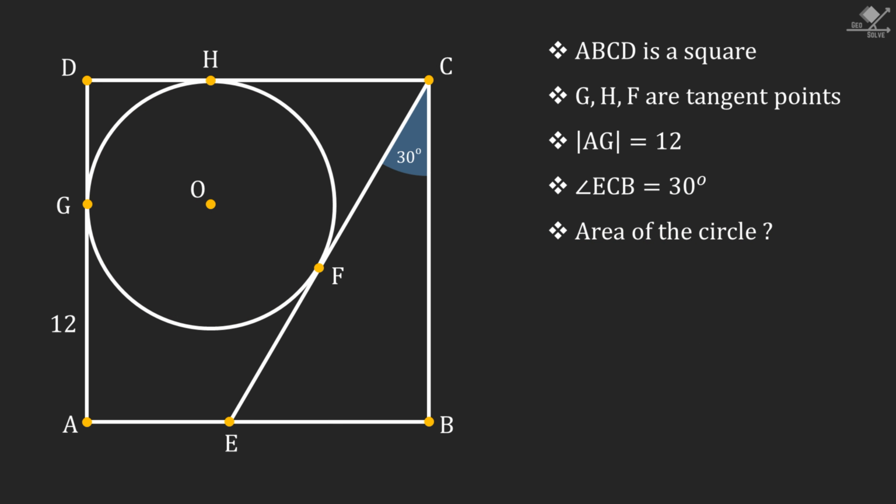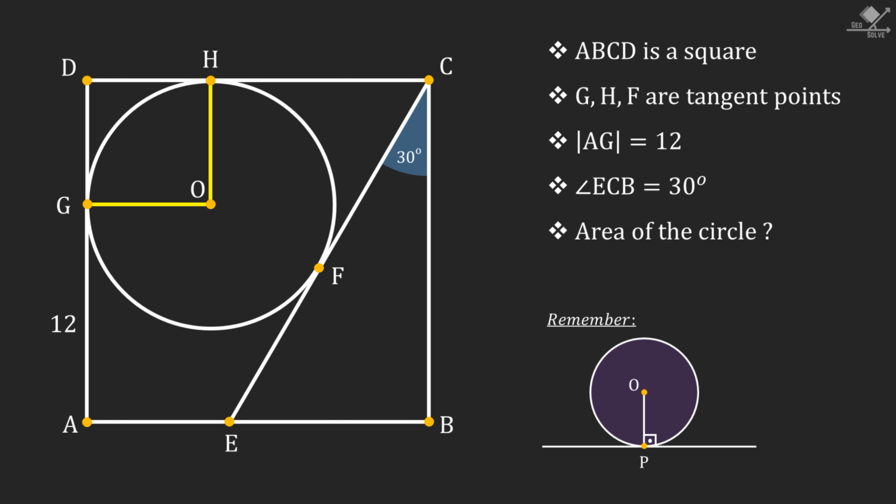First, let's start with connecting the center of the circle with tangent points G and H. Now remember that a line passing through the center is perpendicular to the tangent line at the tangent point. So the lines we drew earlier will be perpendicular to the sides of the square. And the length of the yellow lines will be equal to the radius of the circle. From here we can see that line segments DG and DH will also be equal to r units.